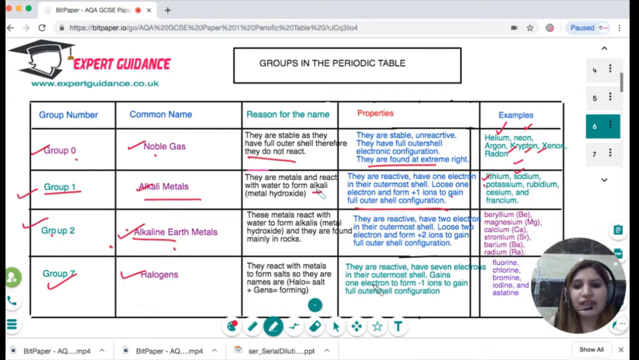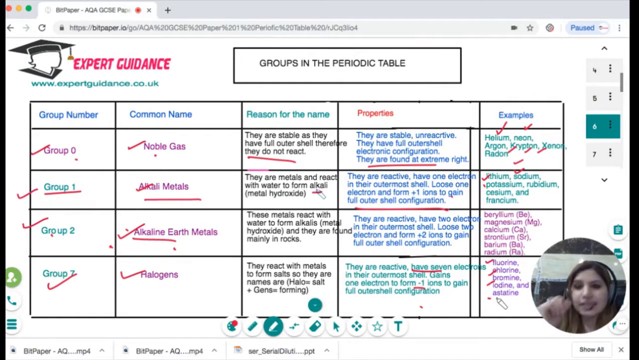For group 7, it's halogens. Why do we call them halogens? Halo means salt, gen means forming. So they are salt forming. They combine with metals and form salt. They have 7 electrons in the outermost shell. And as they have 7 electrons in the outermost shell, they just need to gain 1 more to have a full noble gas outer configuration. So they form negative ions. Example, fluorine, chlorine, bromine, and iodine.